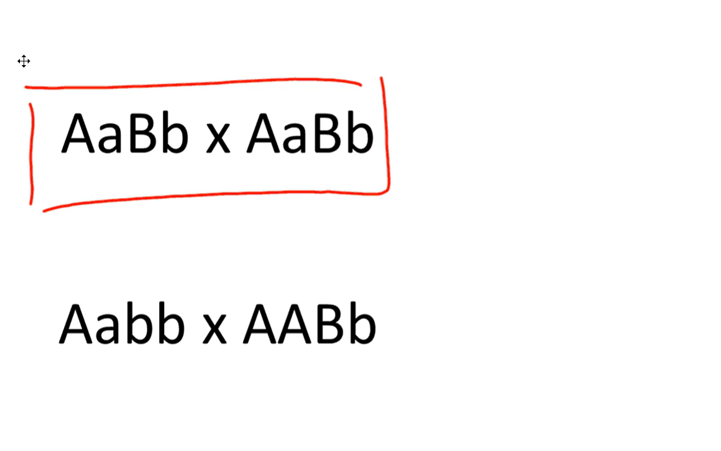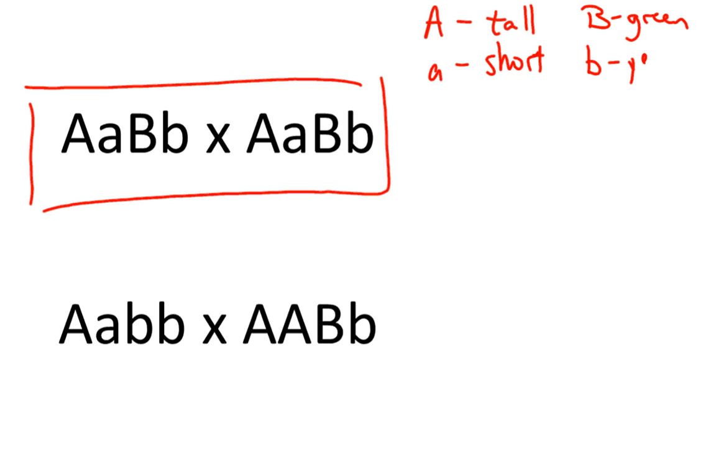And notice that this individual, and we're going to use A and B here. We're going to say that A is tall, and that little a is short, and that big B is green, and that little b is yellow. And so what we have here is an individual that is heterozygous for tall and heterozygous for green crossed with an individual that is heterozygous tall and heterozygous green. And so how can we show that?